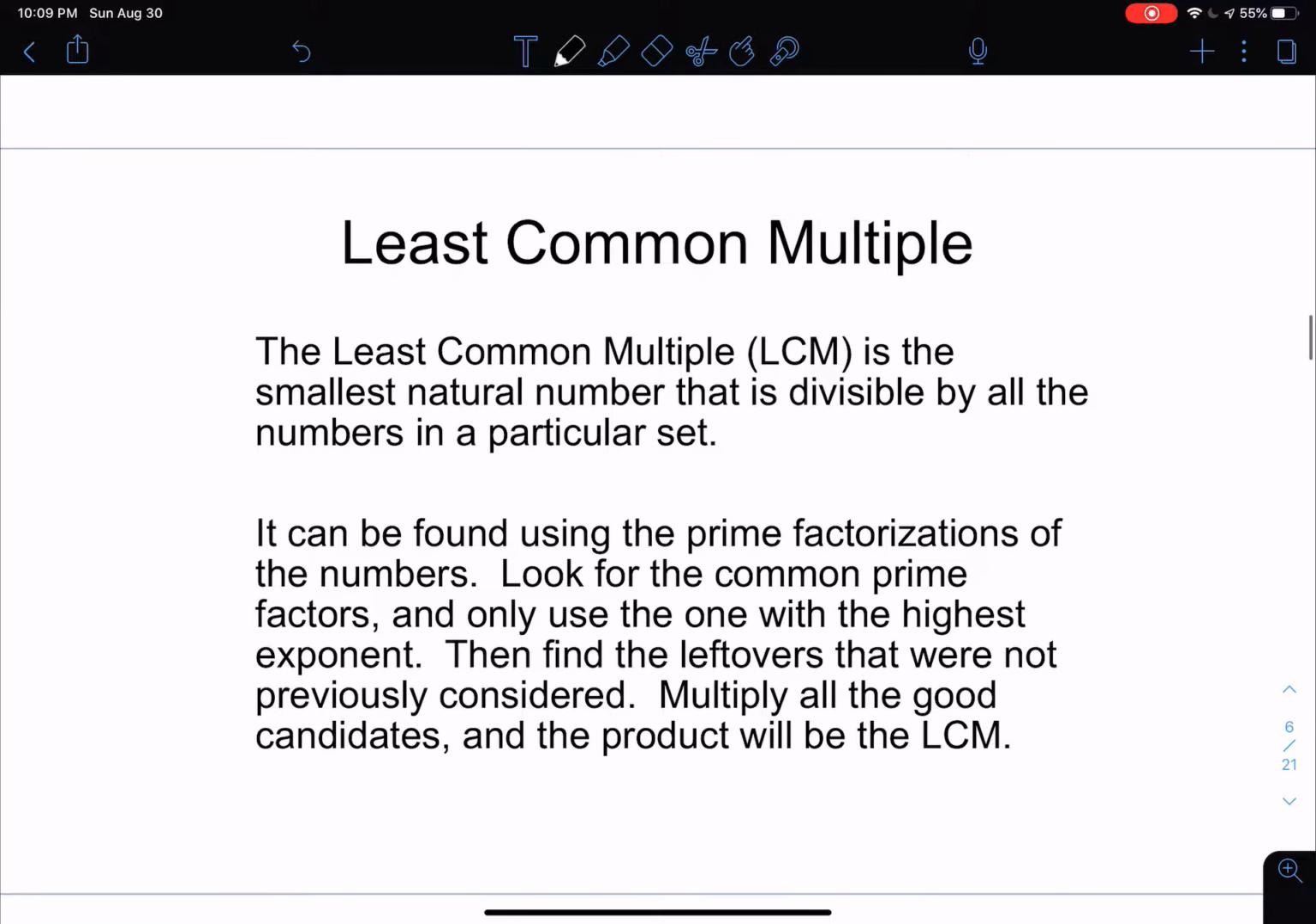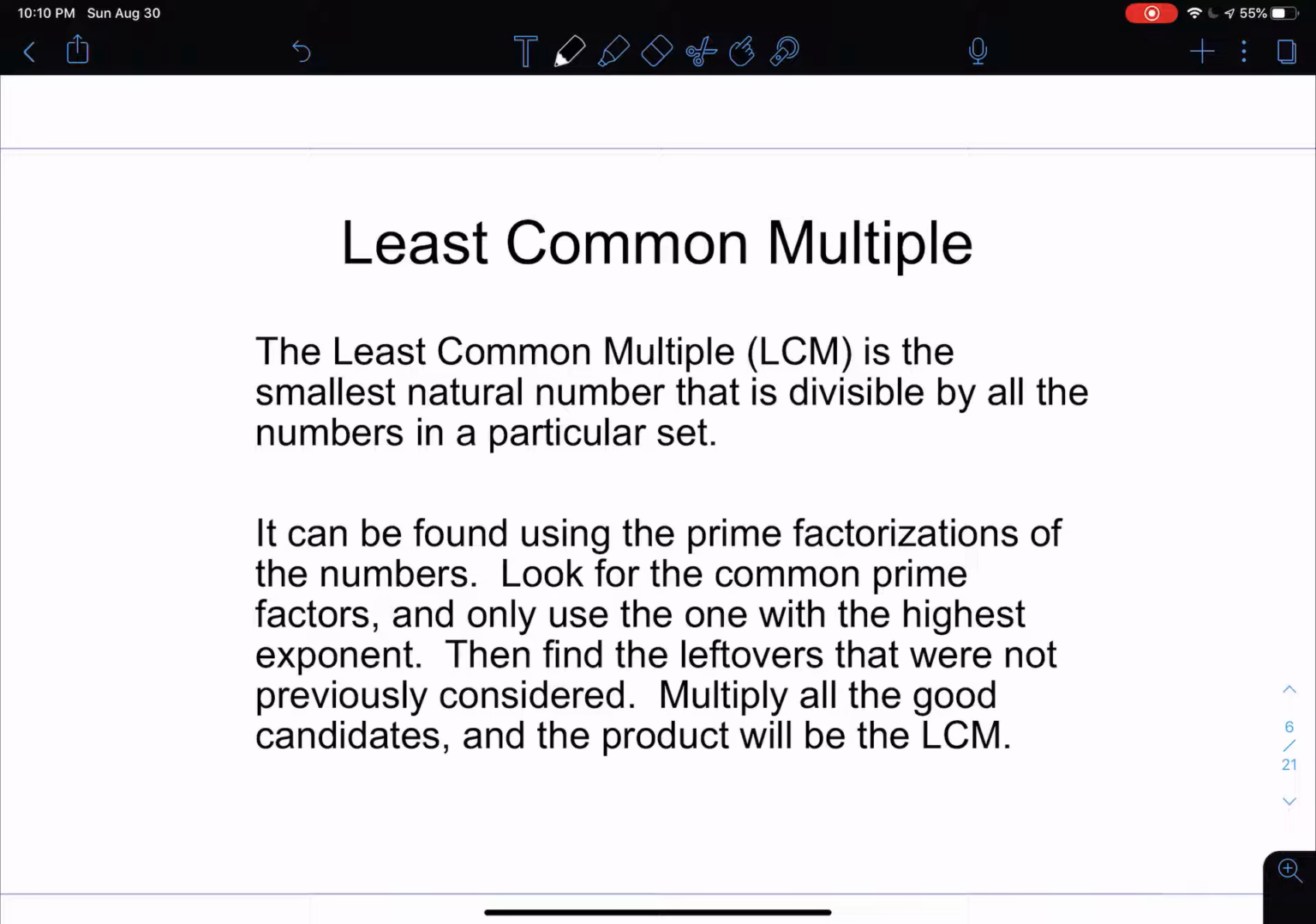Okay, next we have least common multiple. The least common multiple is the smallest natural number that is divisible by all the numbers in a particular set. So in other words, if you take some numbers and list all their multiples, the least common multiple will be the first multiple they all have in common. And you can use your prime factorizations again.